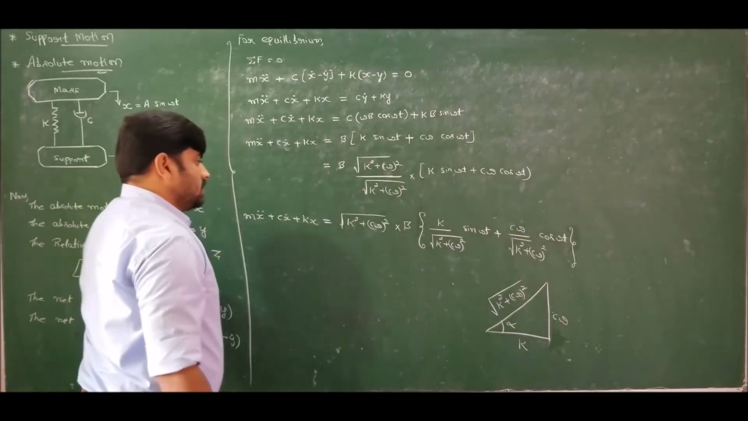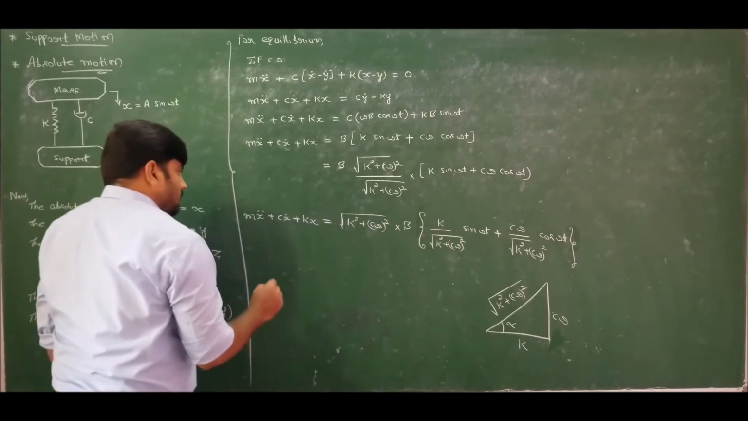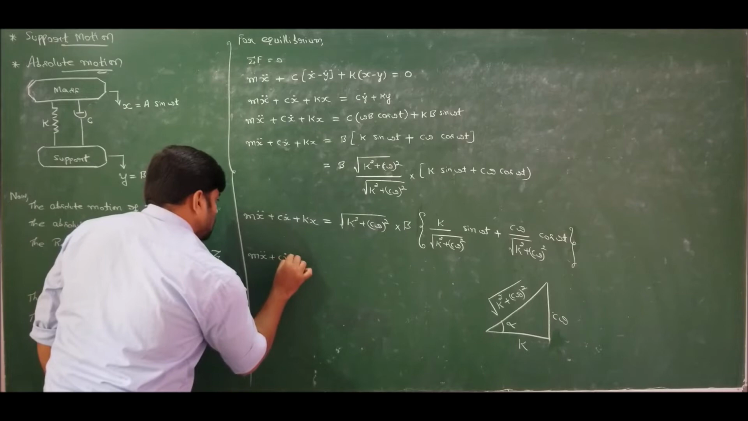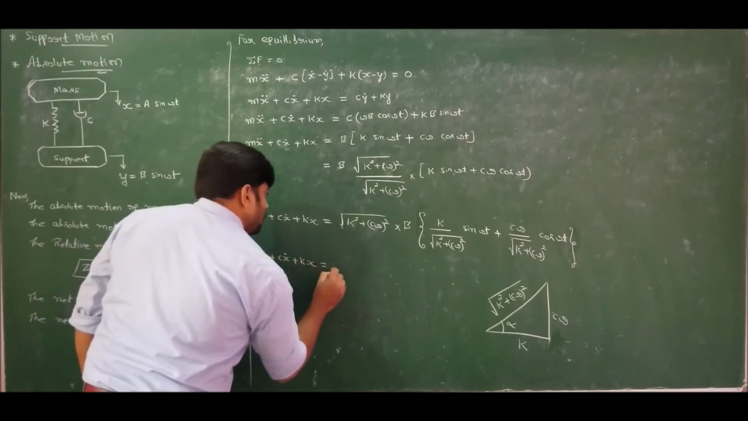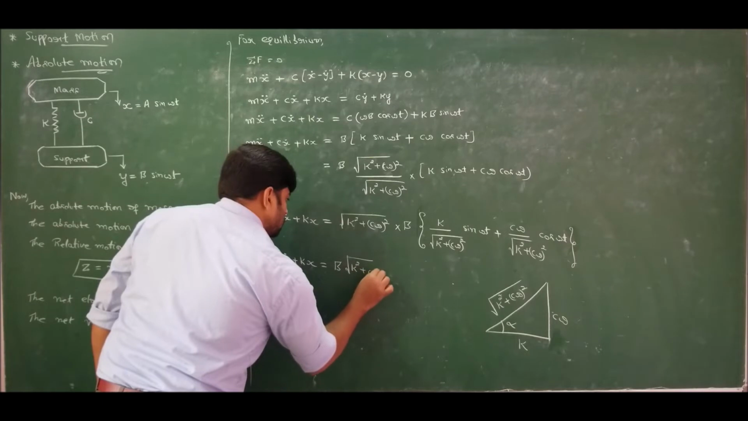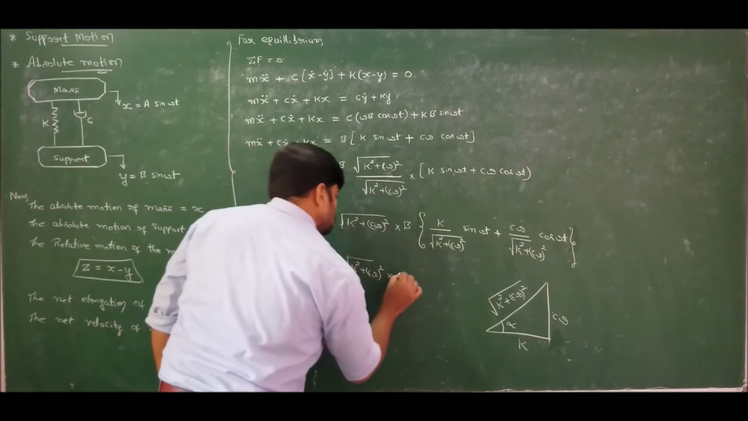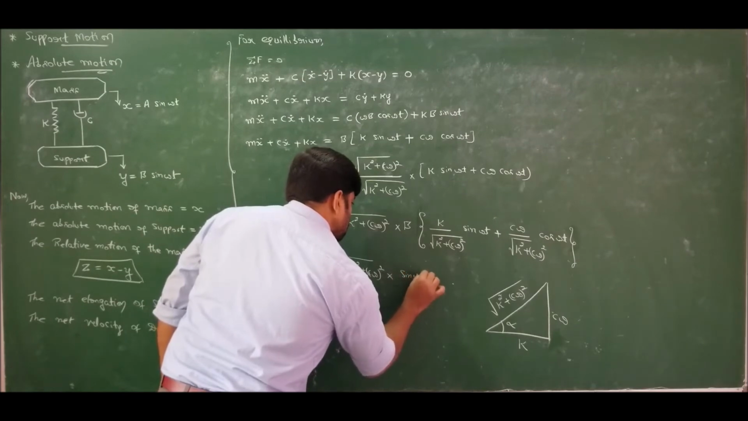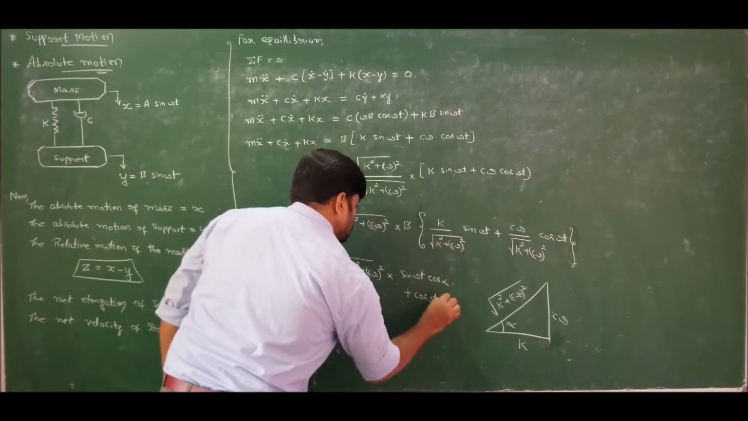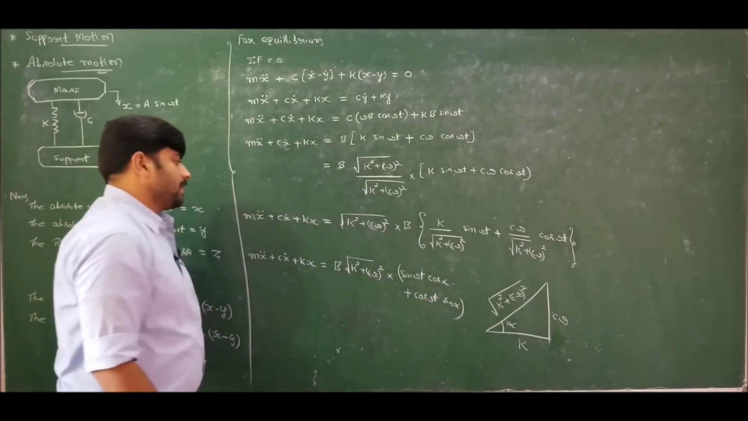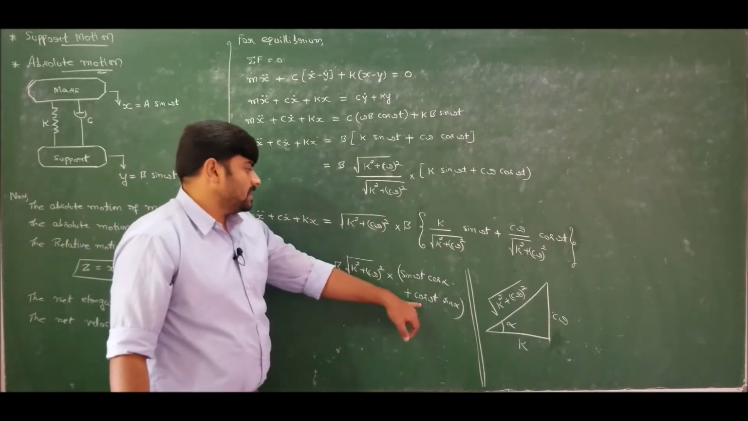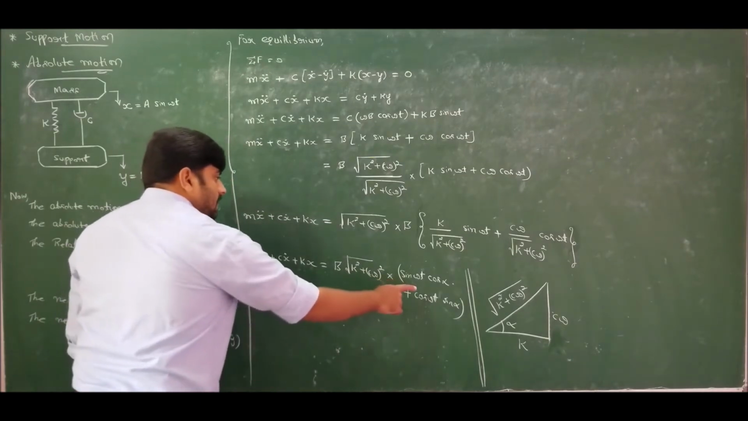Opposite should become c omega. Now I can introduce sin alpha and cos alpha, correct? So if I introduce that, what will I get? m x double dot plus c x dot plus k x will be equal to b into root of k square plus c omega whole square into sin omega t cos alpha plus cos omega t sin alpha. I got what I was expecting. Clear? Now this is of the form sin a cos b plus cos a sin b, so hence this can be written as sin of a plus b.